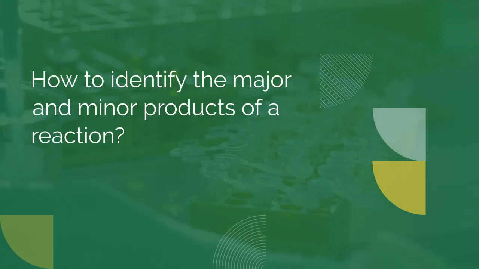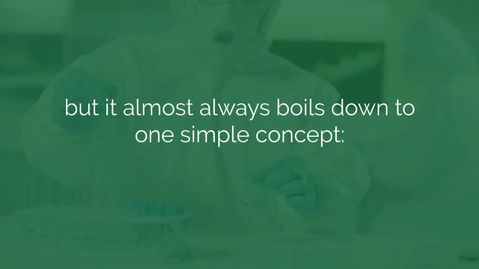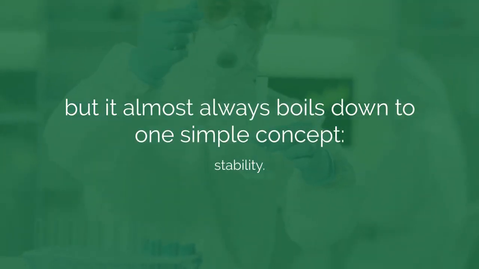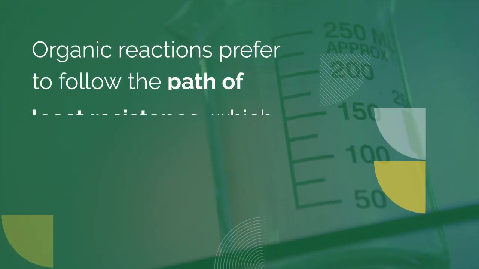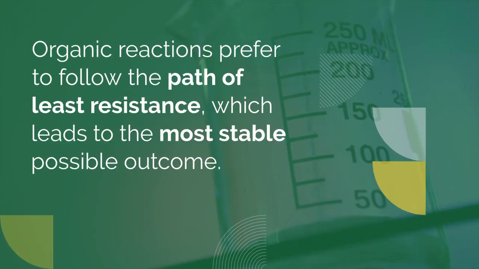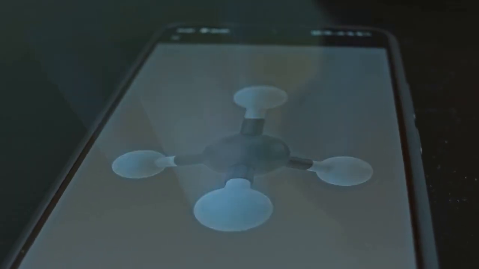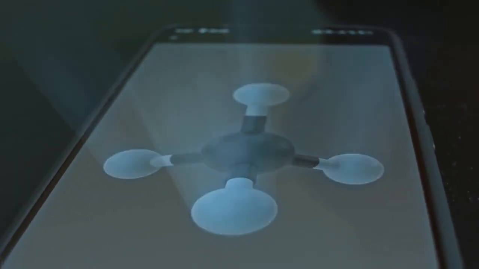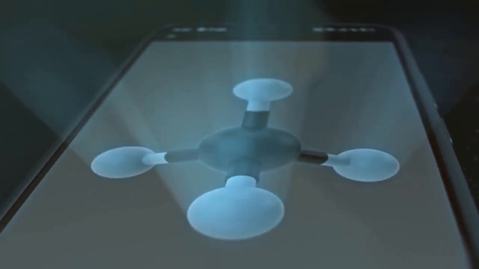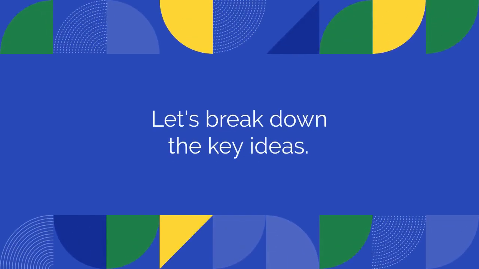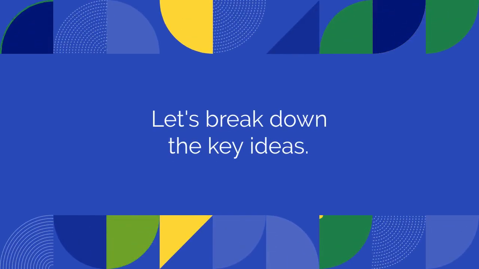Today, we are going to tackle one of the most common questions in organic chemistry: how to identify the major and minor products of a reaction. This can seem confusing at first, but it almost always boils down to one simple concept: stability. Organic reactions prefer to follow the path of least resistance, which leads to the most stable possible outcome. The product formed from this most stable pathway is the major product, while less stable pathways result in minor products. Let's break down the key ideas you need to know.